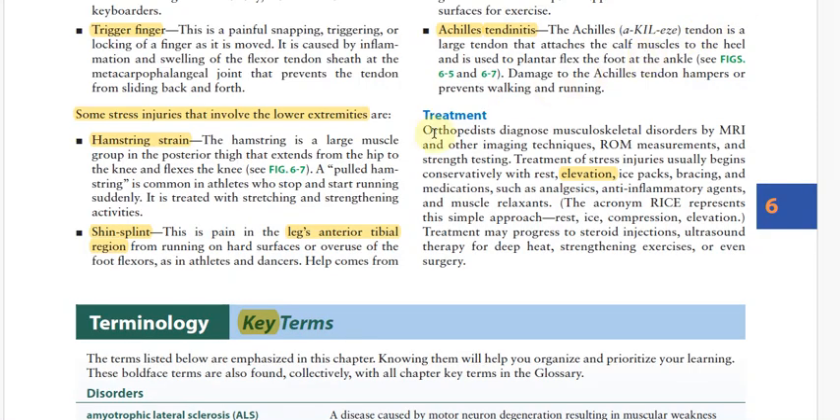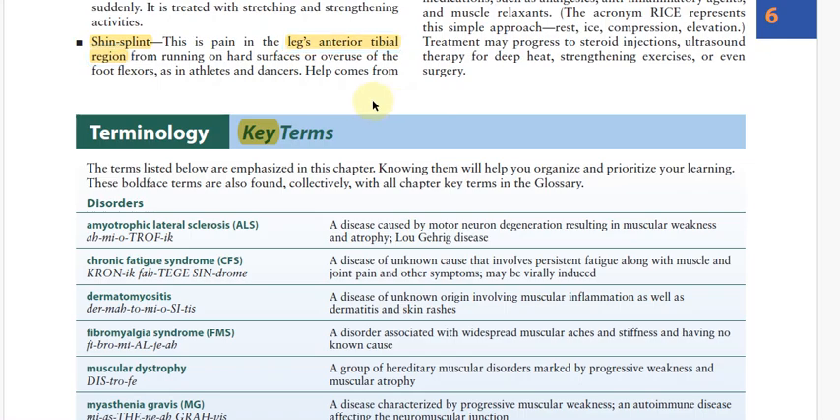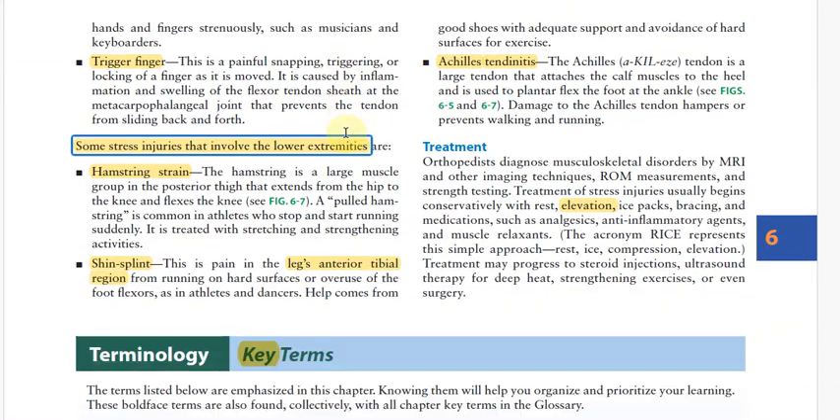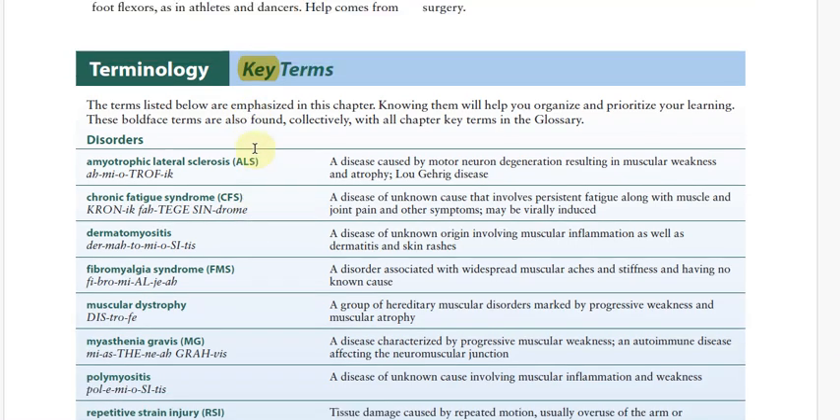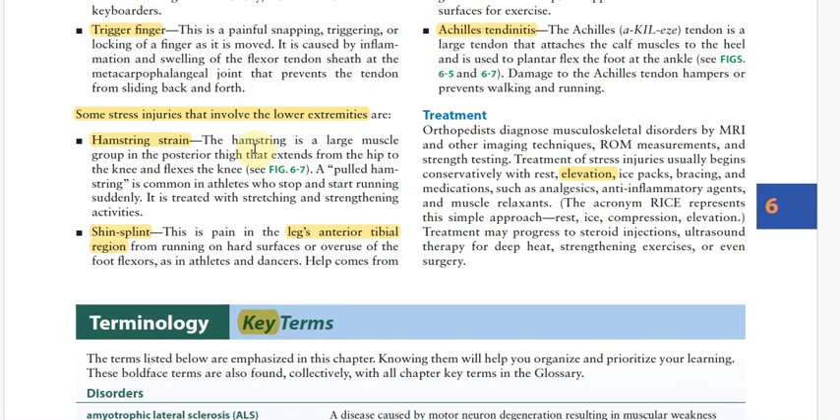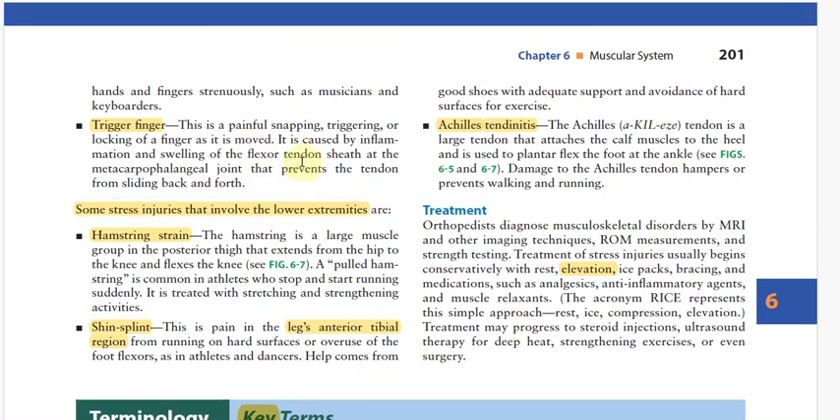And last but not least, study the terminology, the key terms here on page 201. Okay, that's over. I think this part was useful.